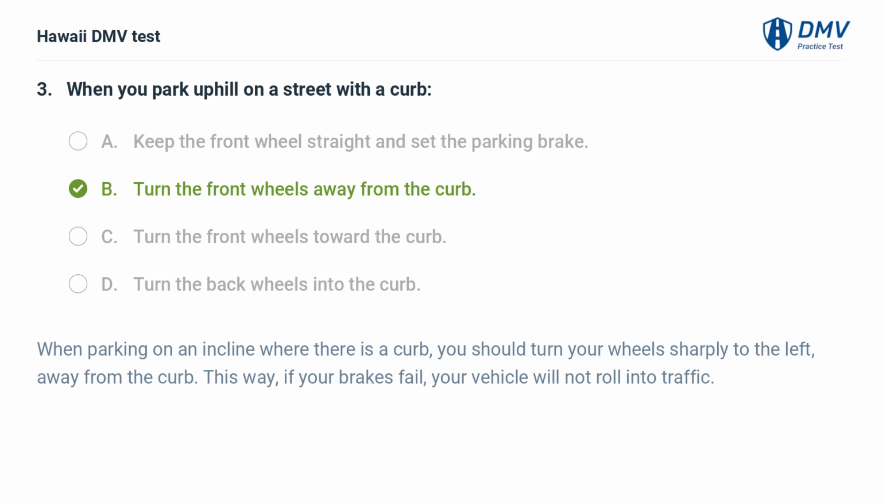B, turn the front wheels away from the curb. When parking on an incline where there is a curb, you should turn your wheels sharply to the left, away from the curb. This way, if your brakes fail, your vehicle will not roll into traffic.